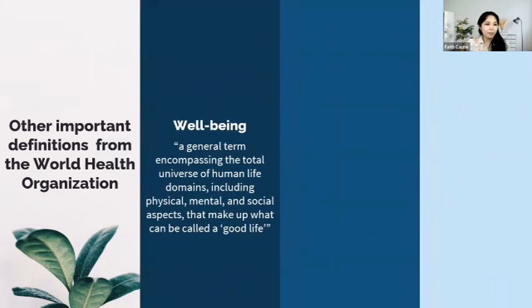Well-being is a general term encompassing the total universe of human life domains, including physical, mental, and social aspects that make up what can be called a good life. More specifically, well-being is about having a quality of life and being able to contribute to the world around you in a meaningful way. And quality of life is the way that you see your position in life in the context of your culture and value systems and in relation to your goals, expectations, standards, and concerns. So you alone can decide whether you have a good quality of life or whether your quality of life can be improved further, because this is very subjective, although there are some objective measures of this.